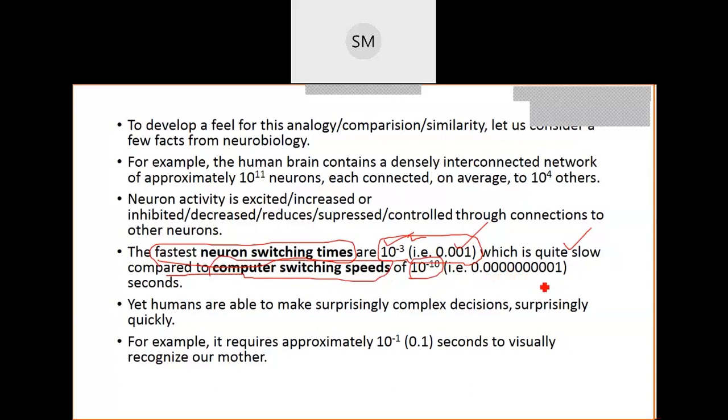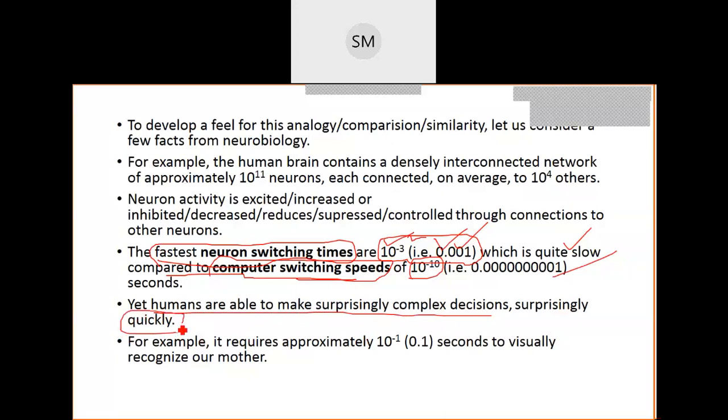So which one is the largest and which one is the smallest here? That 0001 is the largest value and 0001 is the smallest value. It means that these computers are taking very little time to decide. Since humans are able to make surprisingly complex decisions surprisingly quickly.